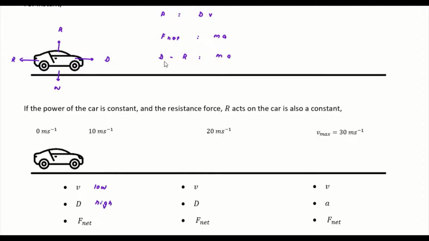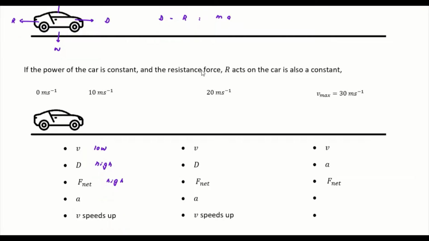Okay, if the driving force at this point is high, and the resistance force is constant, then if you have a high D and you minus the resistance, which is constant, your net force is going to be high as well, right? Because you have a big number minus a constant, you get a net force which is high. So if the net force is high, then the acceleration will be high as well. In this case, V actually speeds up quickly.